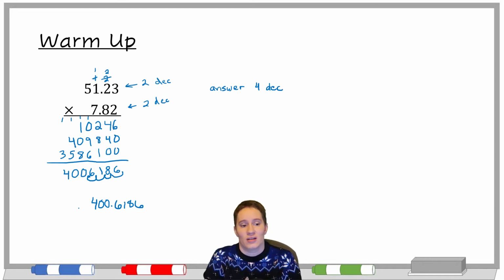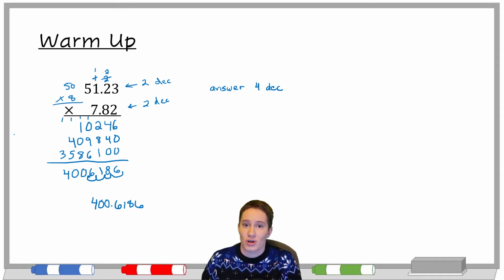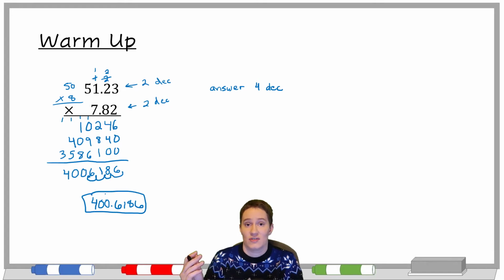And if we think, okay, this is essentially like saying 50, we're estimating here, 50-ish times 8-ish is 400-ish. Well, we got something really close to 400 actually. So if it's not completely correct, it looks like it's pretty close. So there's our answer.